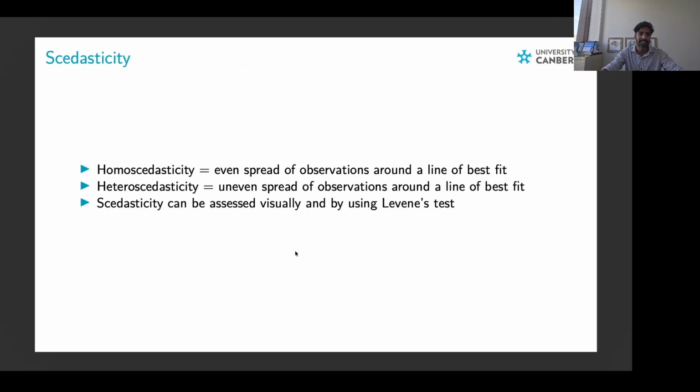Skedasticity is a concept. There's homoskedasticity and heteroskedasticity. So homoskedasticity is where you have an even spread of observations around the line of best fit.